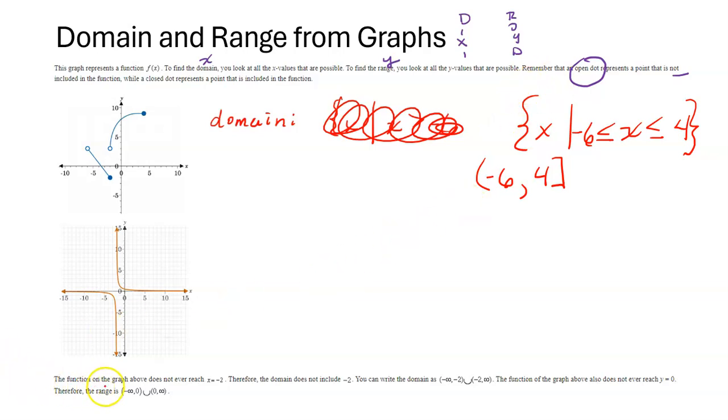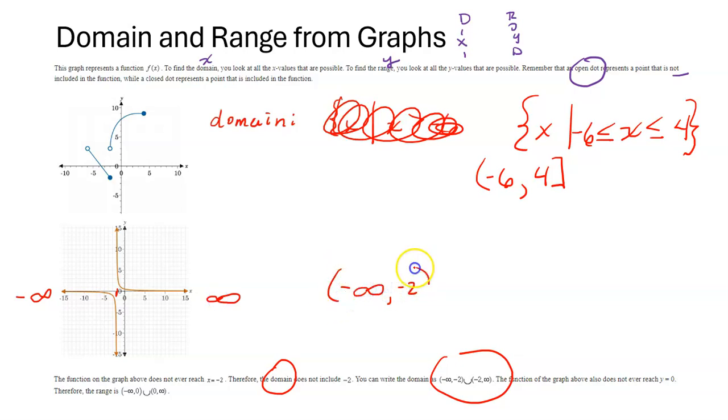And then down here, the function above doesn't ever reach -2. So it has what's called an asymptote, a vertical asymptote at -2. The domain doesn't include -2. So as you write it, you know that it comes from forever. This is negative infinity over here. This is positive infinity. So it goes from negative infinity to -2, and it doesn't include -2. And then it goes from -2 to positive infinity, and we have that union or and symbol in the middle.